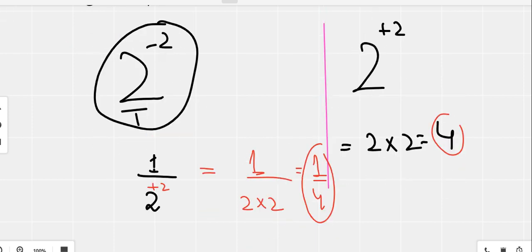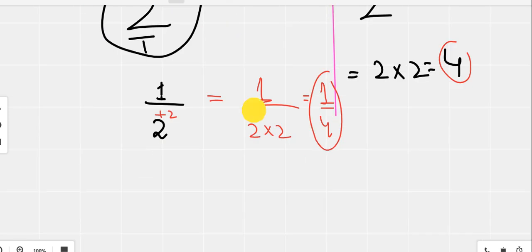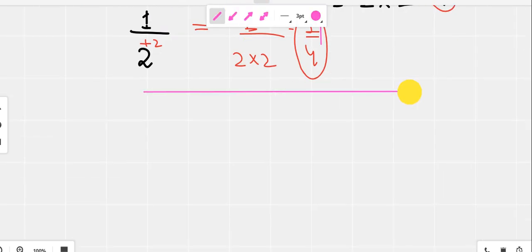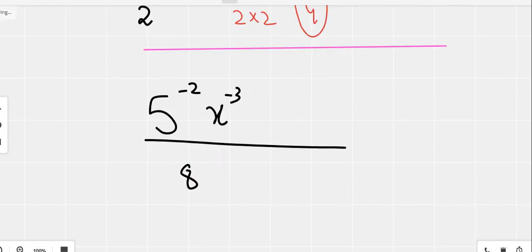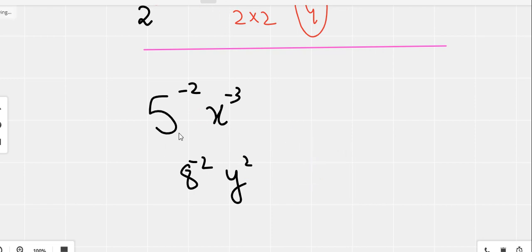Let's look at one more example, when we have two different numbers or variables in the fraction, in the top part and bottom part, negative. Then how can you solve that one, because this was so easy, just one term with a negative sign. But we will look at the second example. Let's say we have 5 to the power of minus 2, x to the power of minus 3, over 8 to the power of minus 2 and y squared. Now this is our question, and we have to solve it.